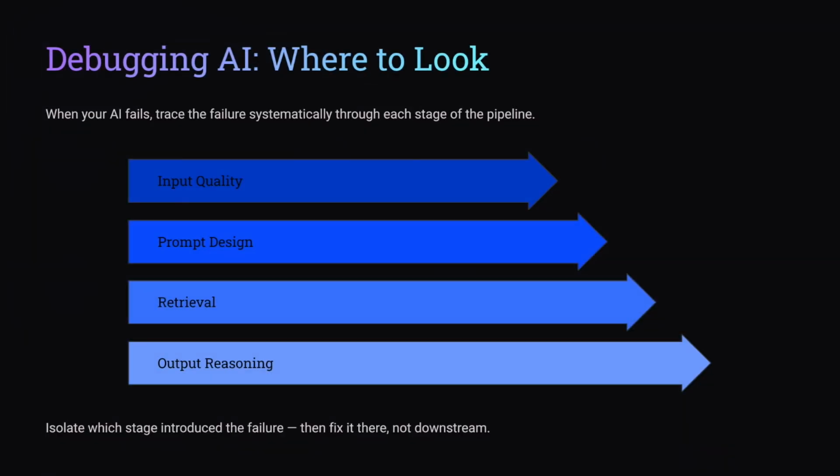Now let's fix failures. When AI gives a bad answer, don't guess. Trace it. Check input quality, prompt design, retrieval if RAG, and output reasoning. Think like a detective. Find where the error started. Fix it there.